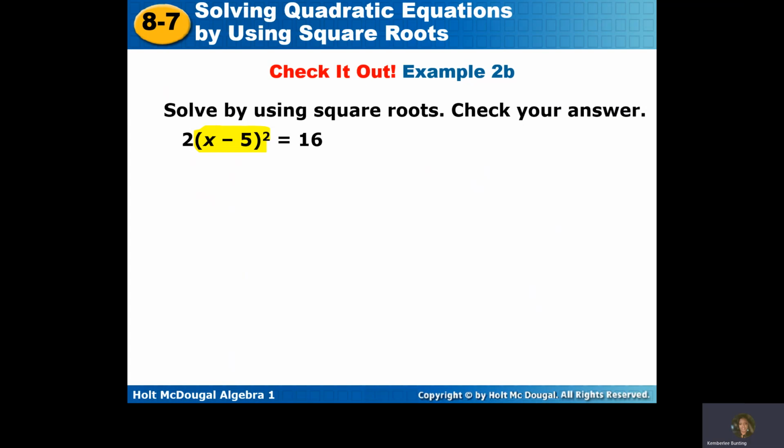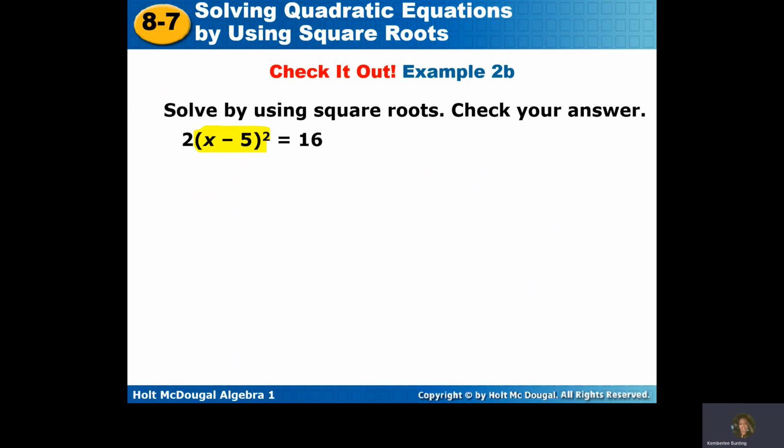It says 2 times the quantity of x minus 5 squared. And second of all, if I wanted to distribute it, I couldn't do it right now because that squared is right there. I would have to expand it first and then distribute it. I ain't doing that. I'm solving this equation using square roots. Before I can use the square root, I have to get the square portion by itself.